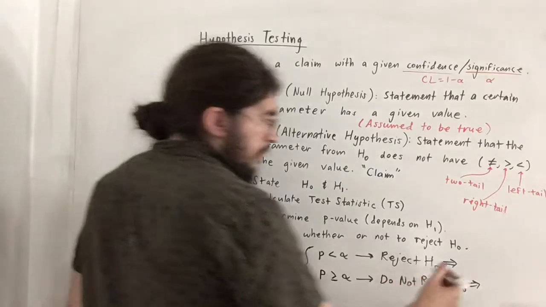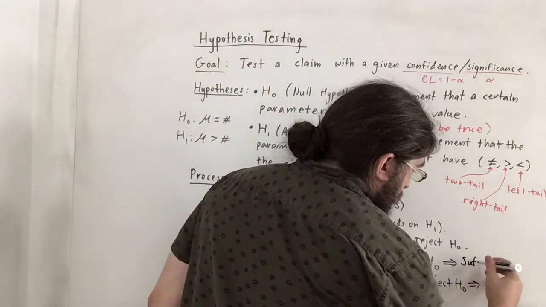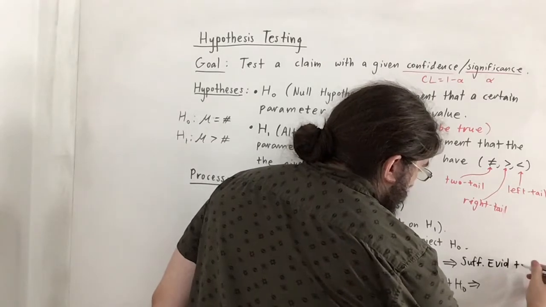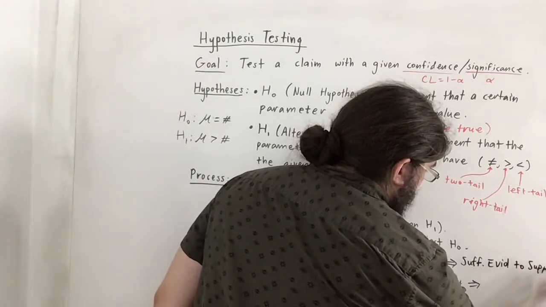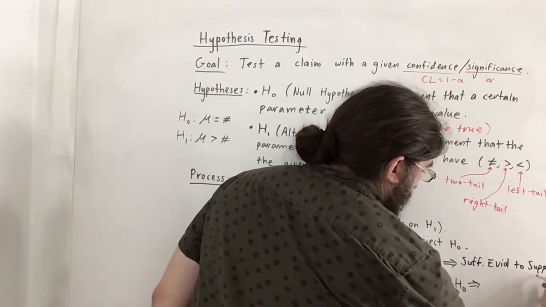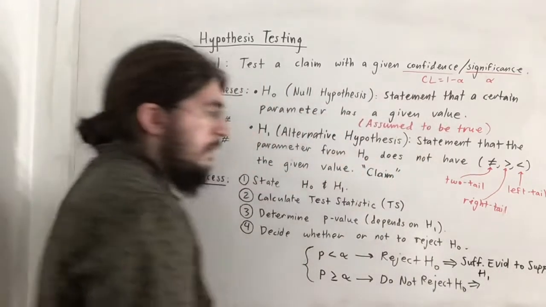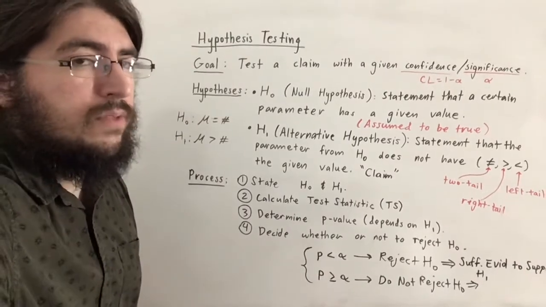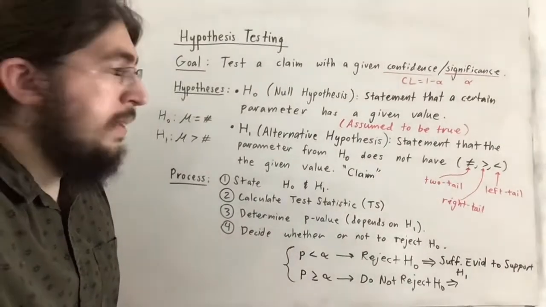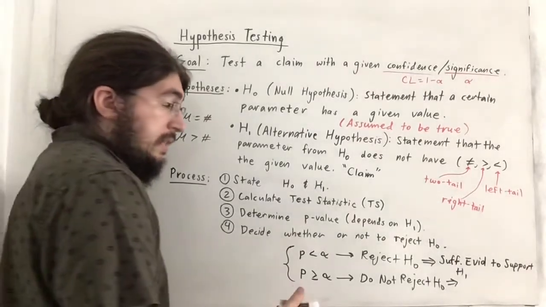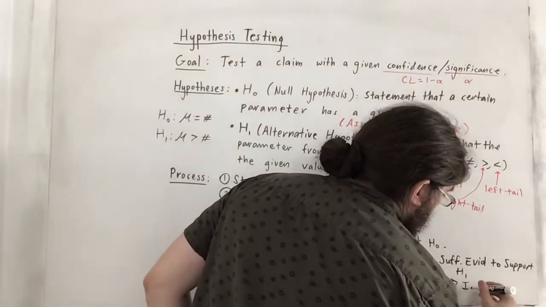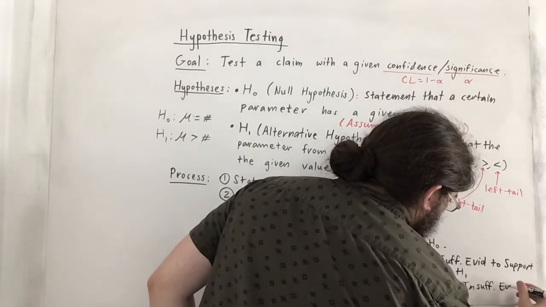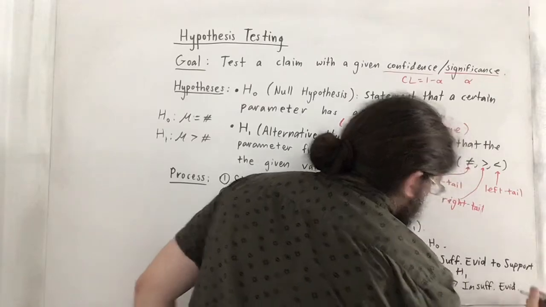So rejecting the null basically implies that there is sufficient evidence, I'm going to use some shorthand here, to support the alternative hypothesis H1. Whereas if we do not reject, it kind of cut off there, so let me move the camera a little bit. There we go. If we do not reject the null hypothesis, then there is insufficient evidence to support H1. I'll just write "insufficient evidence" because I don't have too much space here.